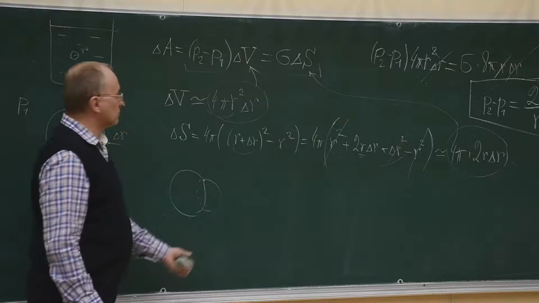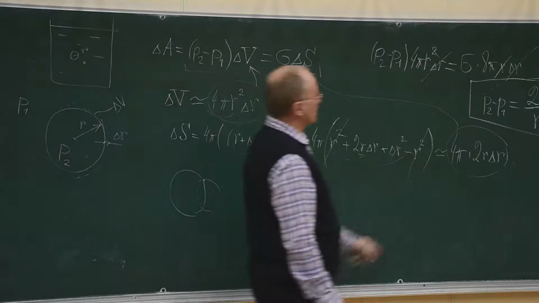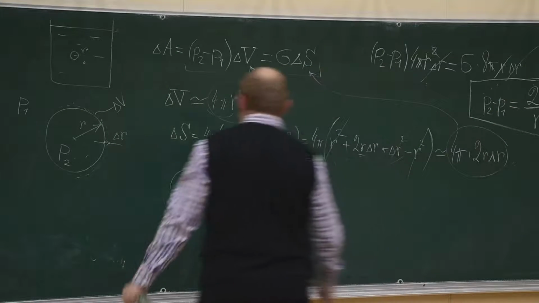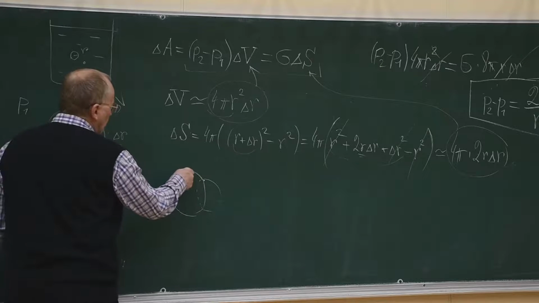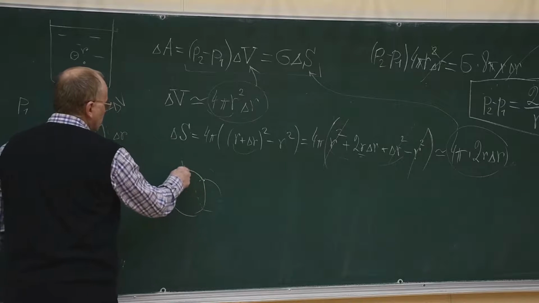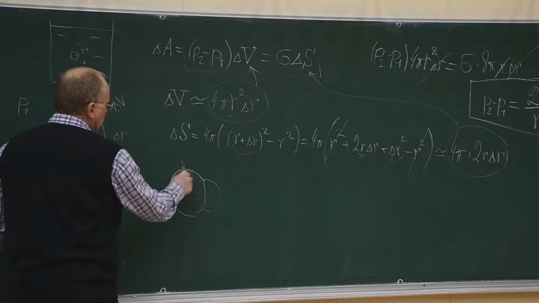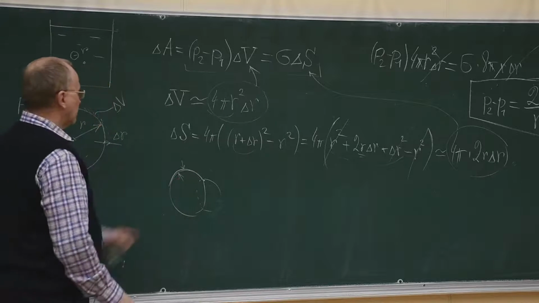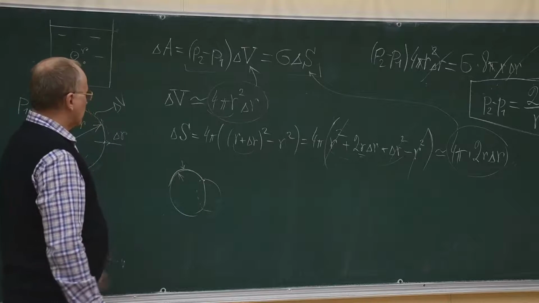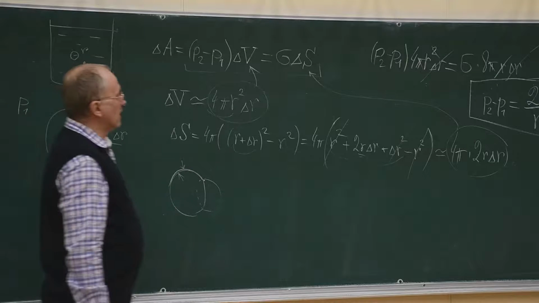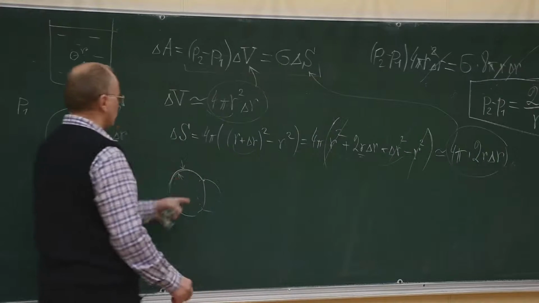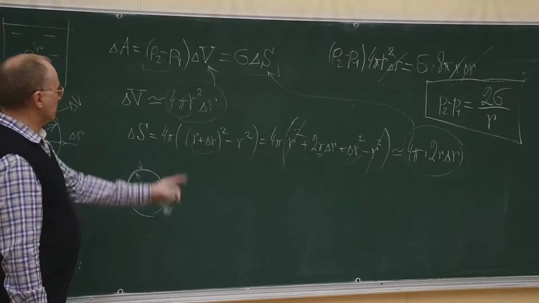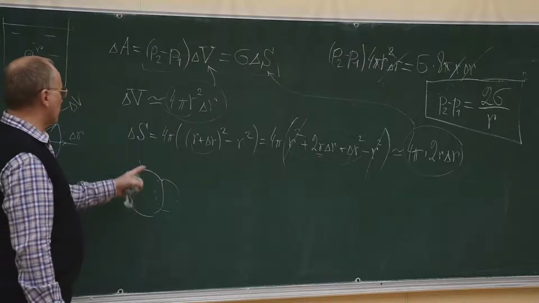phenomena are described by the formula which we just obtained, with the only difference that the soap bubble has two surfaces, inside surface and outside surface. And therefore, each surface will make its contribution to the pressure difference. And as we have two surfaces, the contribution of two surfaces will be double the contribution of a single surface.